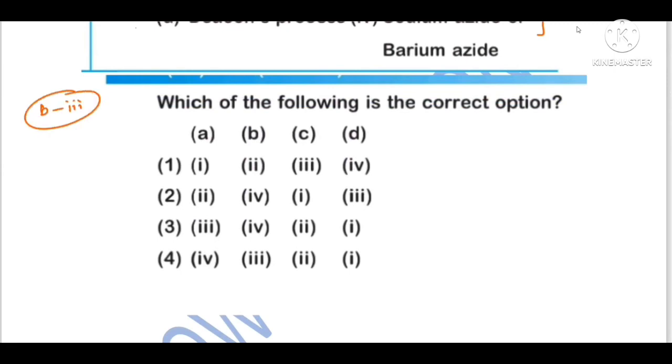Now let us verify the given options. Here B matches with 2, so eliminate option 1. Here B matches with 4, eliminate option 2. Here B matches with 4, eliminate option 3. But in option 4, B matches with 3. Knowing that Haber's process is used for the preparation of ammonia, you can easily answer this question. By eliminating 3 options, we are left with only option 4. That is, 4 is our correct answer.